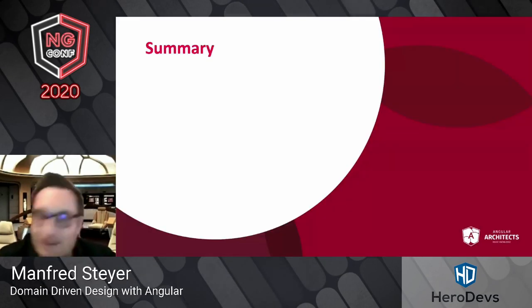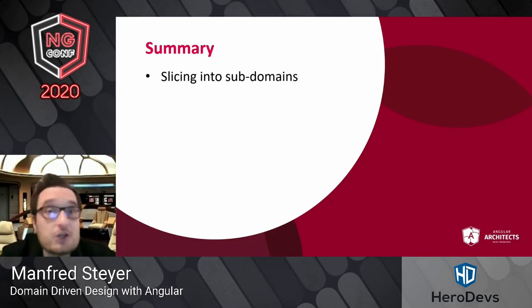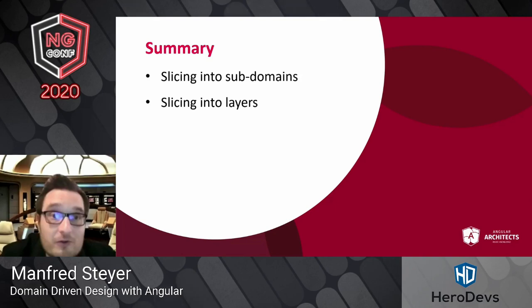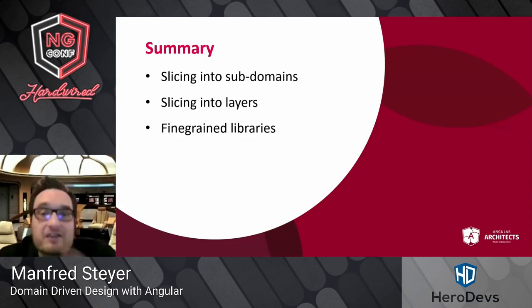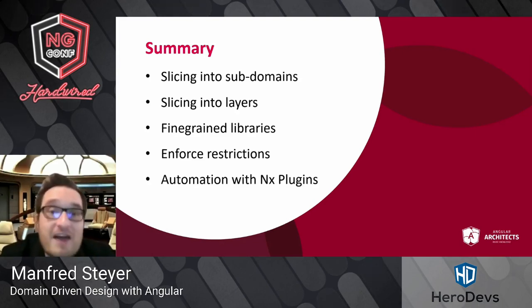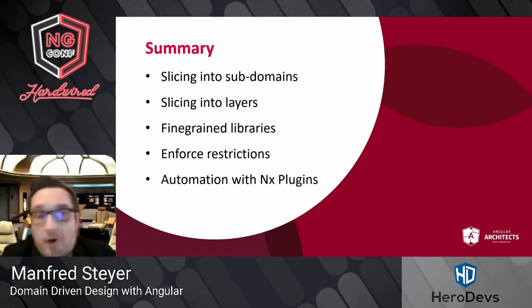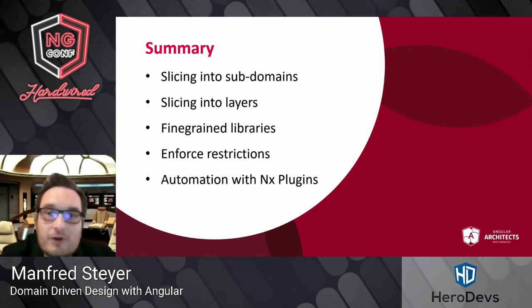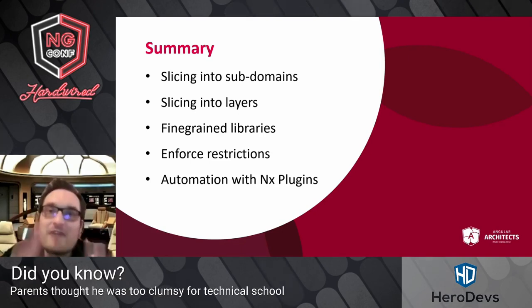Okay, we've seen several things today. We've seen that slicing a big application into subdomains is a good idea. Also that slicing it into layers is a good idea. That brings this matrix that assures that not everything is intermingled with everything else. We end up having fine-grained libraries, and so we can enforce access restrictions. Also, with NX plugins, you can automate all this stuff, so it's not too boring to do the things you need all the time. And there is a last thing.